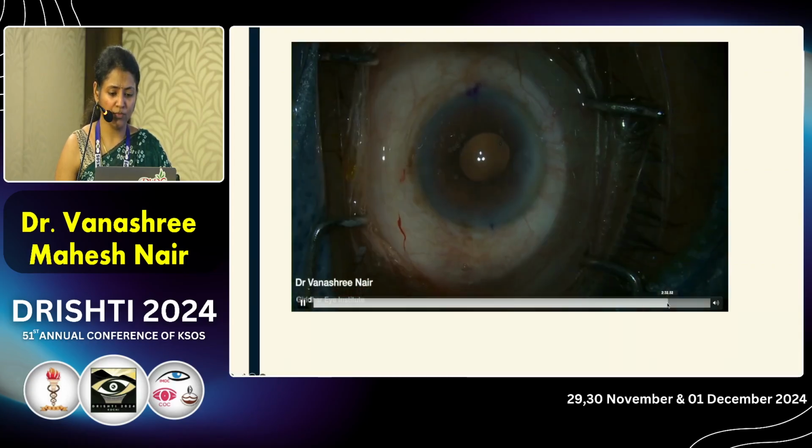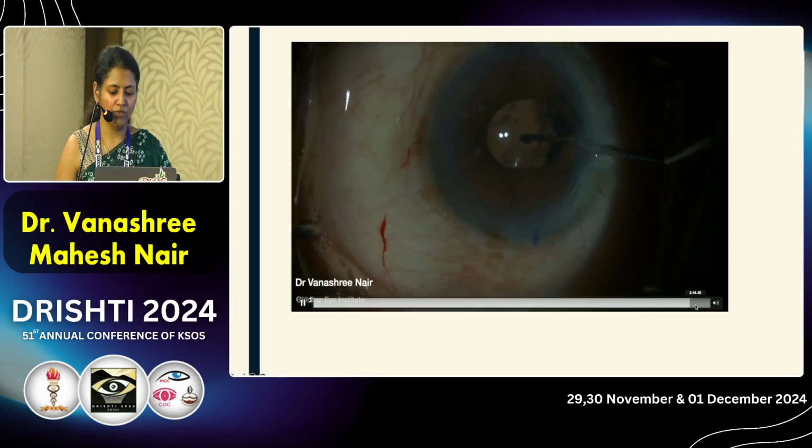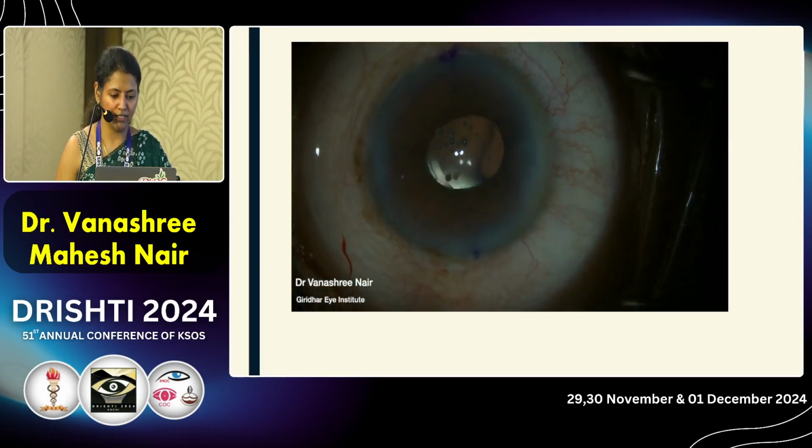So here you can see that the pupil has come down, but it is okay. I can still comfortably go and implant the IOL, check the toric marking alignment, and that's done.